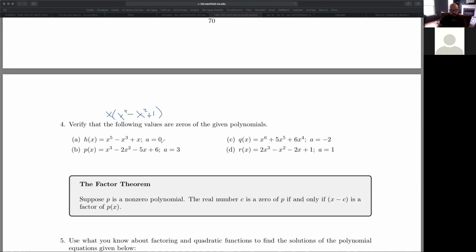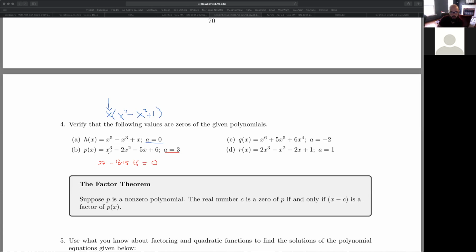So the fact that I can identify one of the zeros tells me that I should be able to factor out that corresponding term. Similarly, we can do the same with these. If I want to know that 3 is one of the zeros of this one, I can plug in 3: I get 27 minus 2 times 9, which is 18, minus 15, and then plus 6. If we add all those up, 27 plus 6 is 33, minus 33 is 0.